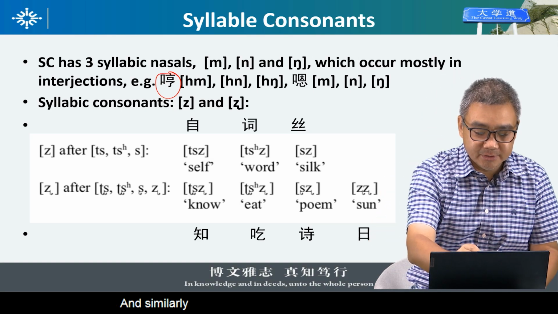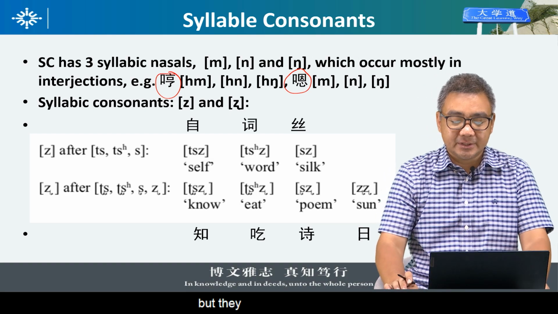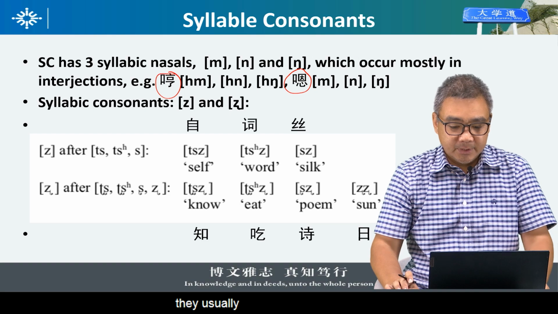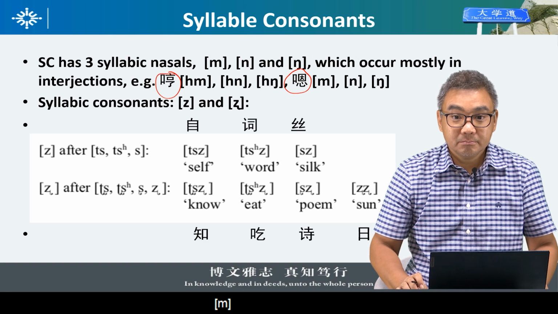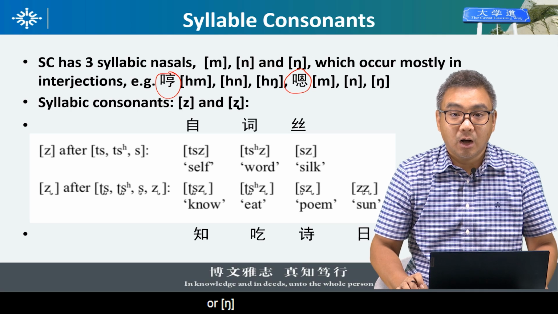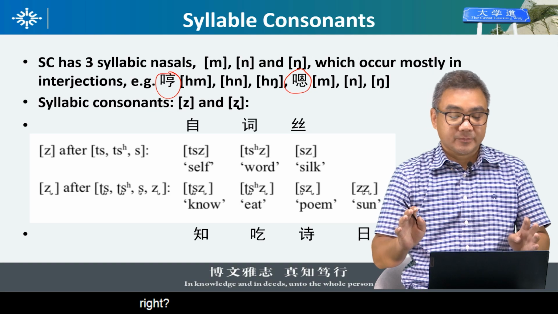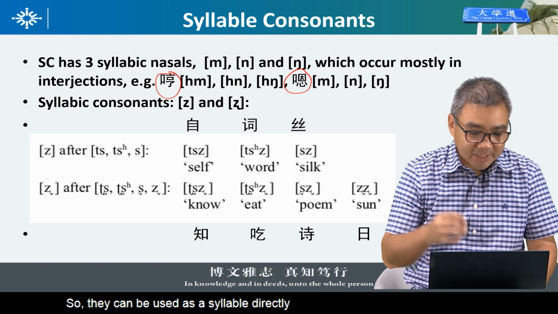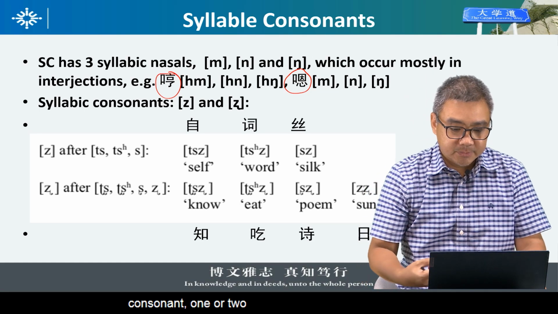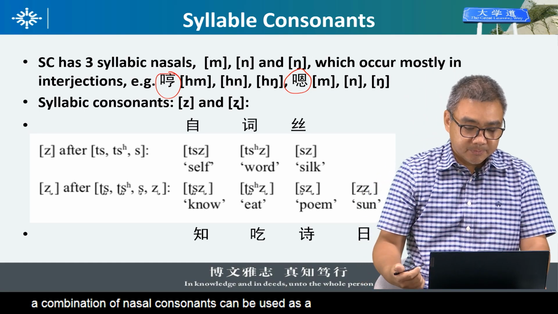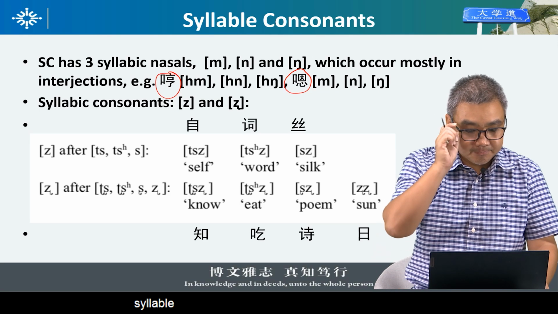And similarly, you have n, never pronounced as en, but usually pronounced differently, okay, functionally they are the same, right? So they can be used as a syllable directly. That means only one consonant, or a combination of nasal consonants, can be used as a syllable.